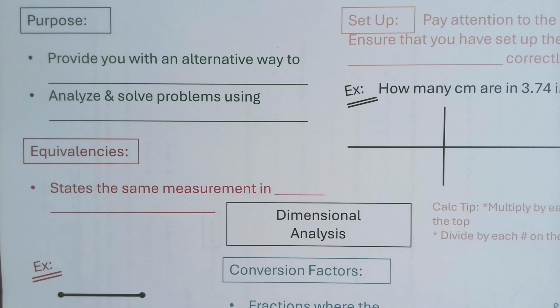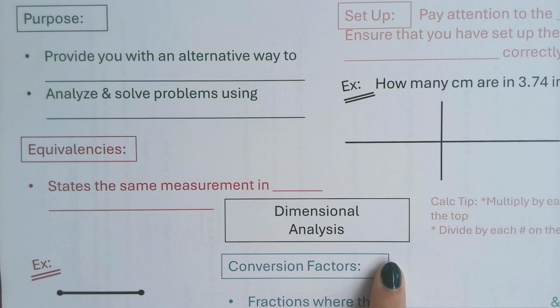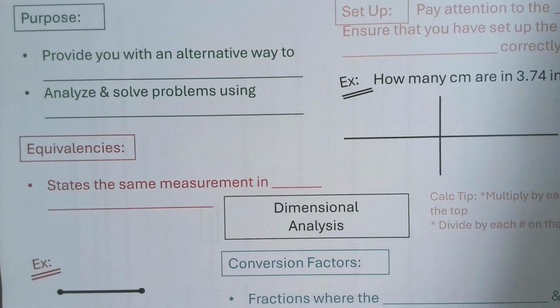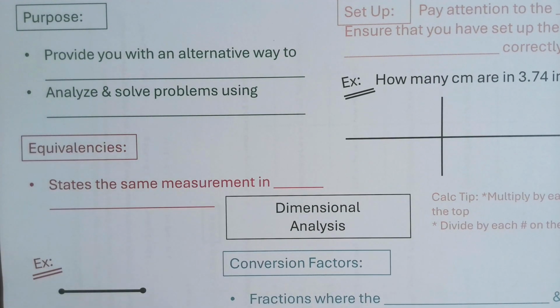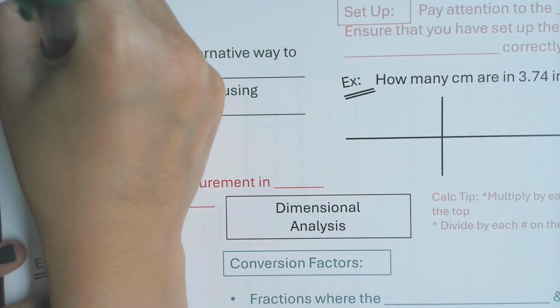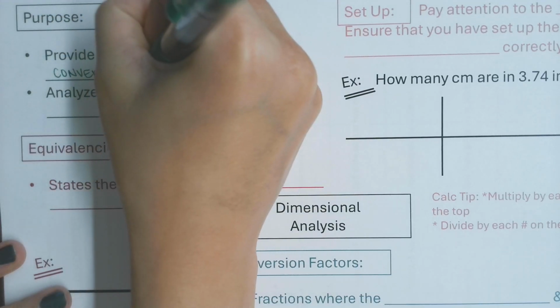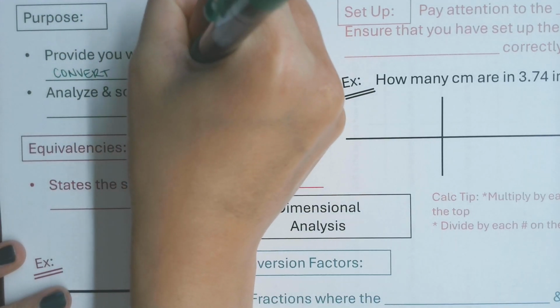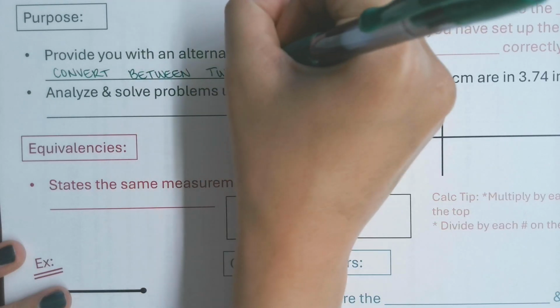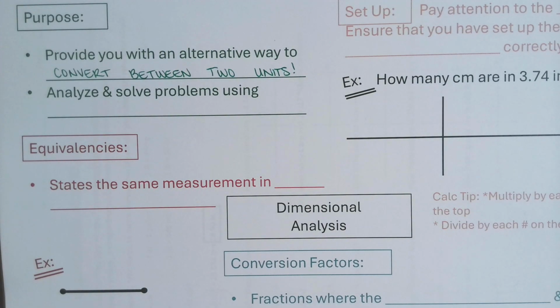Hopefully the Gizmo that you've been working on the last 2 days made a lot of sense to you in terms of how we can convert one unit to another unit. This process is called dimensional analysis. So the purpose of doing this is to provide you with an alternative way to convert between two units. Okay, that's your goal.